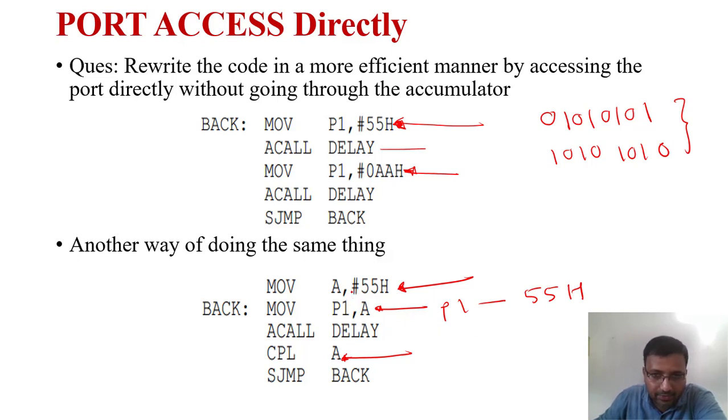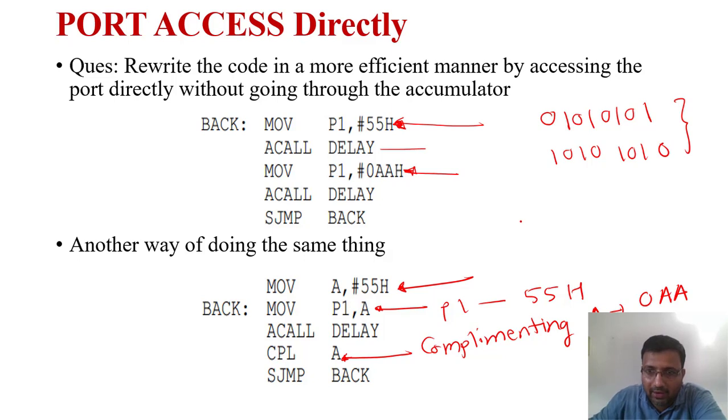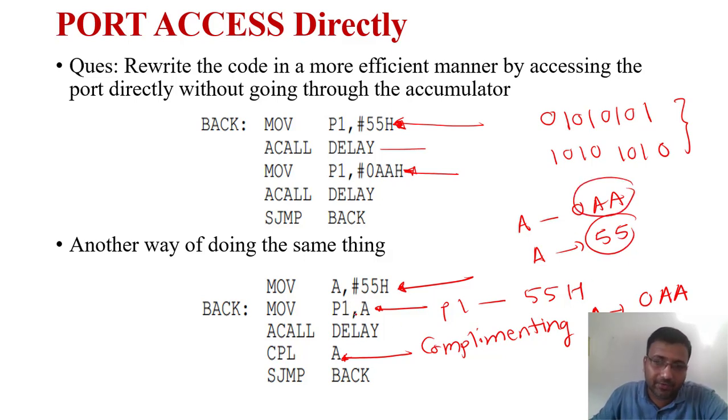The A is 55. So after complementing, the accumulator will contain 0AA. So 0AA will be taken, and again I am moving this 0AA to port 1. So A is having 0AA now. Again I am calling delay, again complementing. So 0AA will be complemented, now A becomes 55. So this goes on repeating. So every time it transmits 55 and AA, 55 and AA. Okay, so like this we can write a code and we can execute the things.